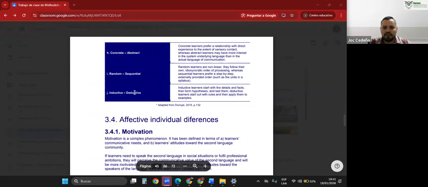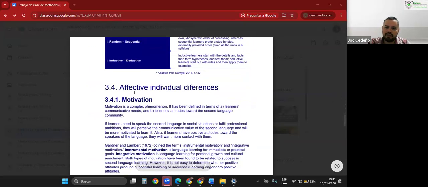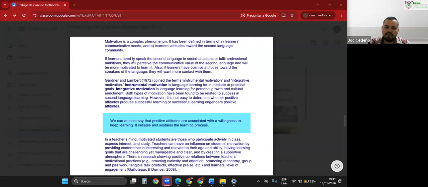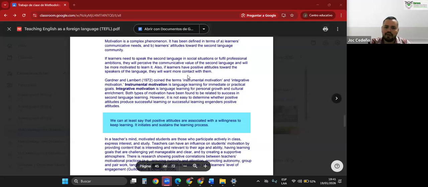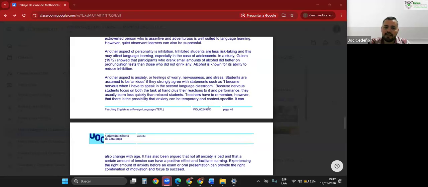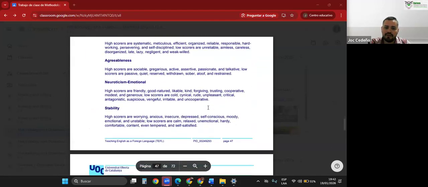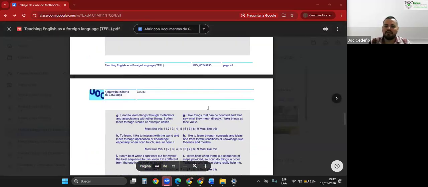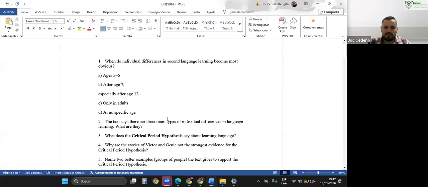Okay, you should cover all of these concepts: affective individual differences, motivation. We have instrumental motivation and integrative motivation. Personality is another topic. Okay, so we need to revise this material, and also you'll need to focus on the following questions to understand the topic better.